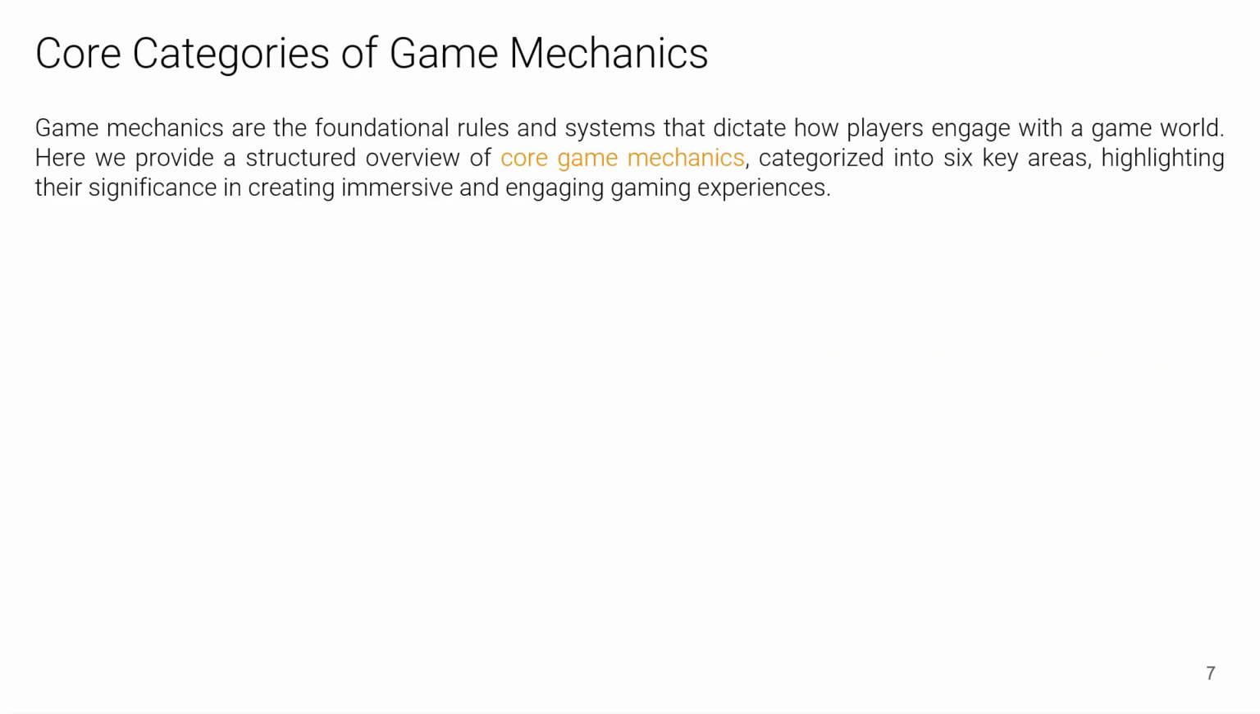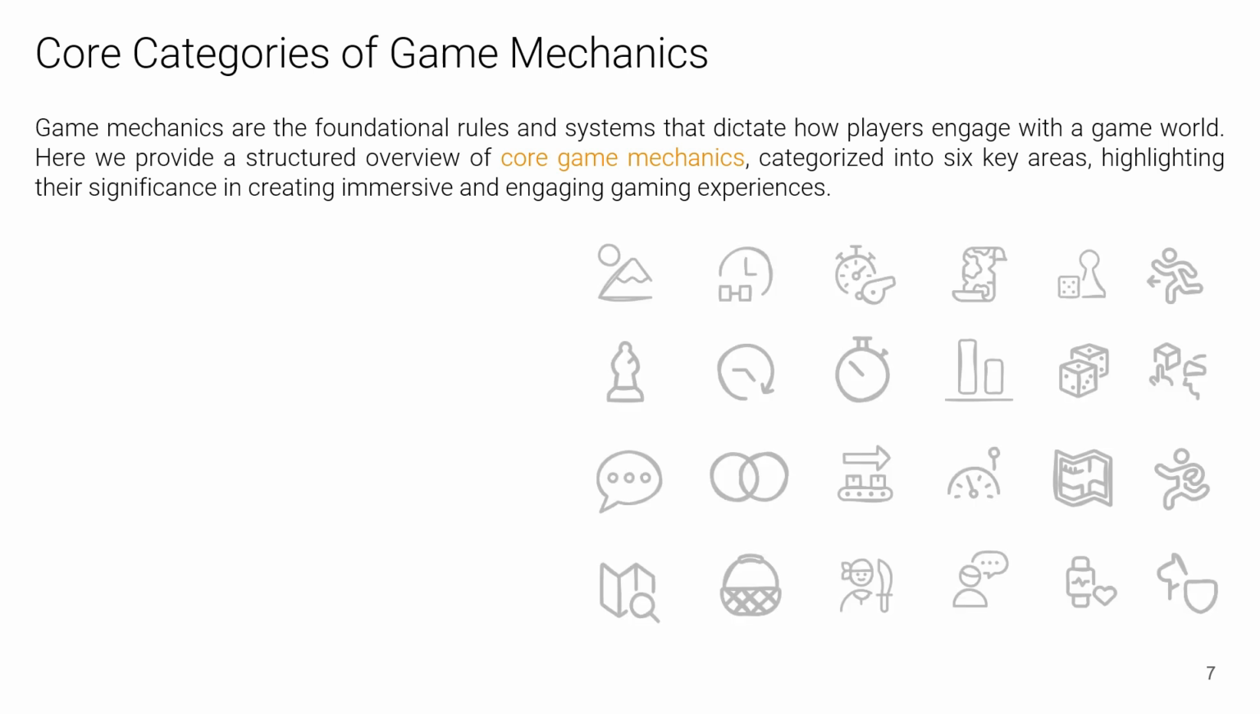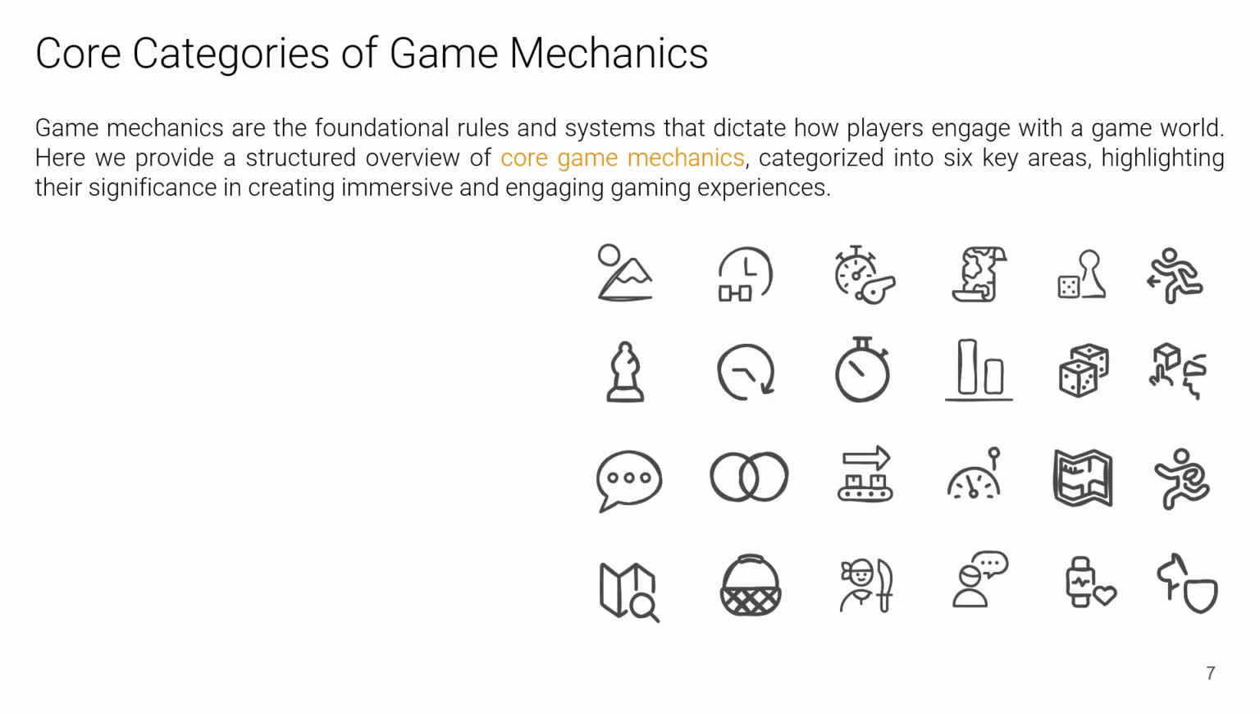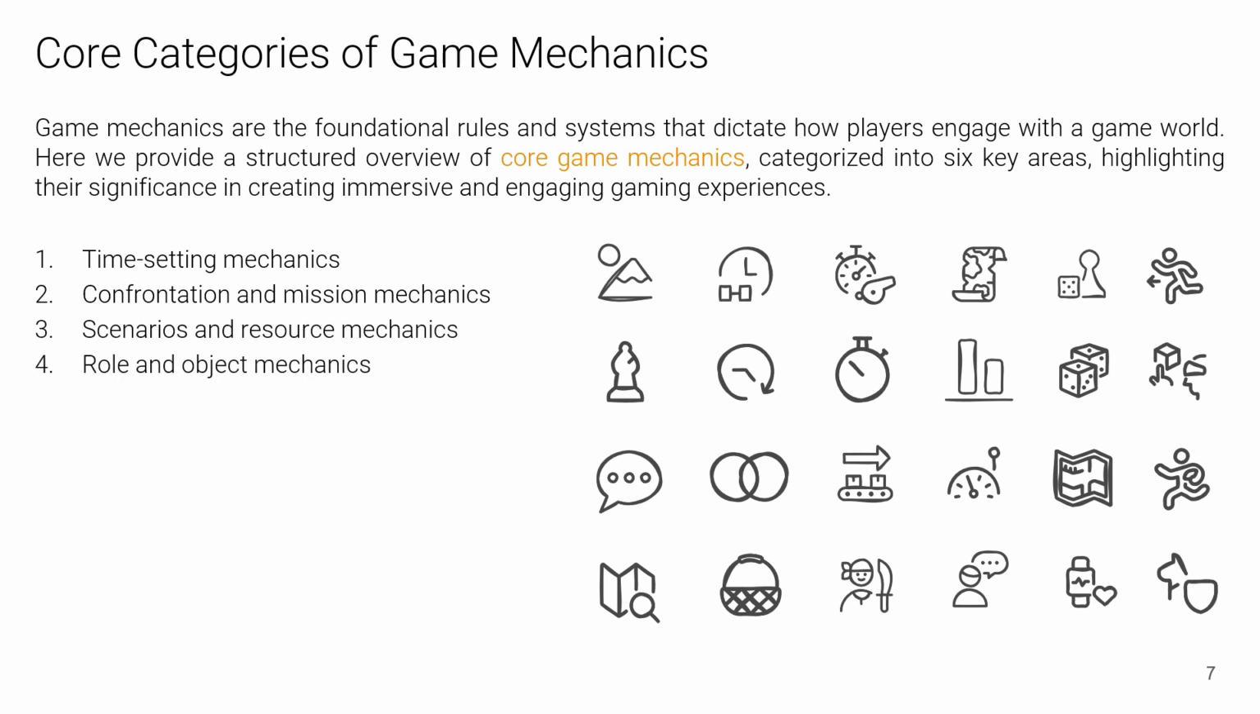I have tried to formulate 6 core categories for you. Here we provide a structured overview of core game mechanics categorized into 6 key areas, highlighting their significance in creating immersive and engaging gaming experiences. The mechanic categories include time setting, confrontation and mission, scenarios and resource, role and object, communication and social, as well as numerical and balance mechanics. We will take a brief look at each of these core categories.